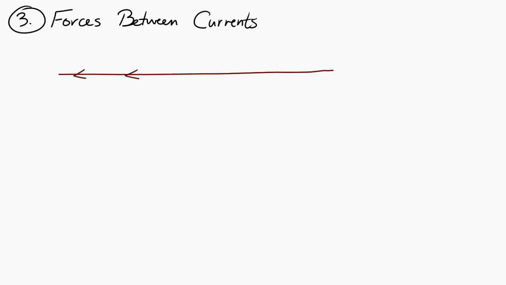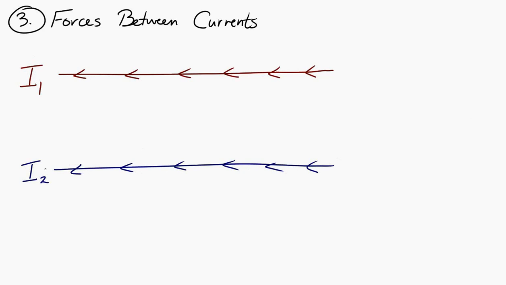The third application we're going to look at is forces between currents. So let's say that we have wires that carry currents to the left. Here's current 1, here's current 2. And I want to think about the magnetic field created by current 1. Well, we use our right-hand rule, do that.